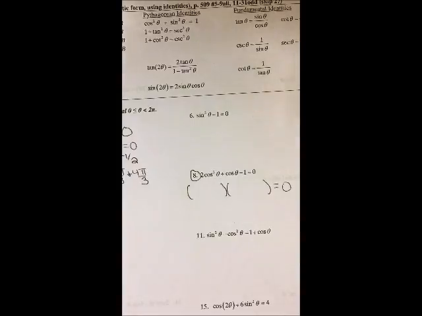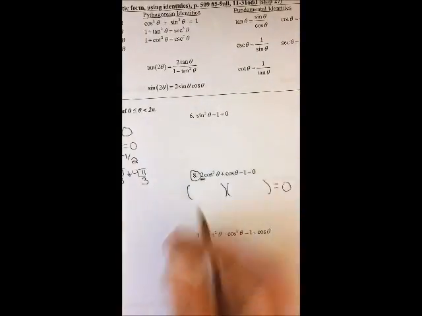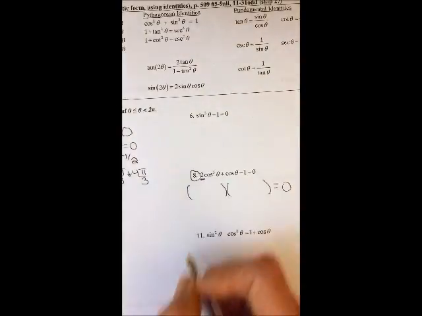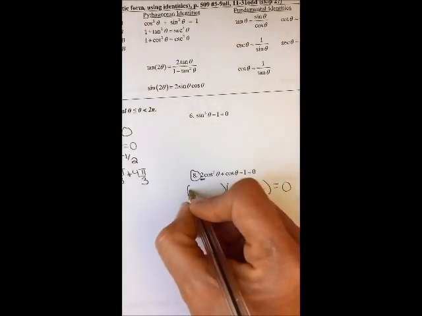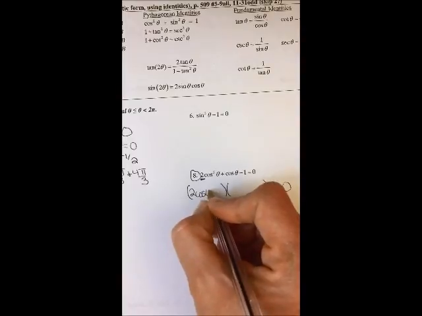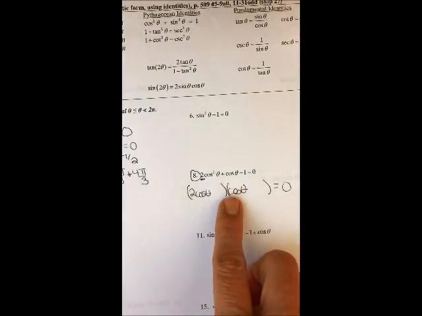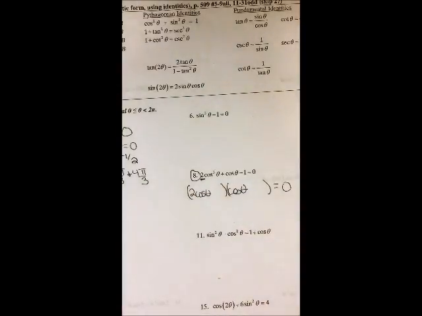So what is the only way I can get a 2 out front by multiplying? Well, the only way to get a 2 is to do 2 times 1. So I'm going to have 2 cosine theta and 1 cosine theta, because 2 times 1 is 2. My last number is a negative 1. And the only 2 numbers I can multiply together to get a negative 1 are positive 1 and negative 1.